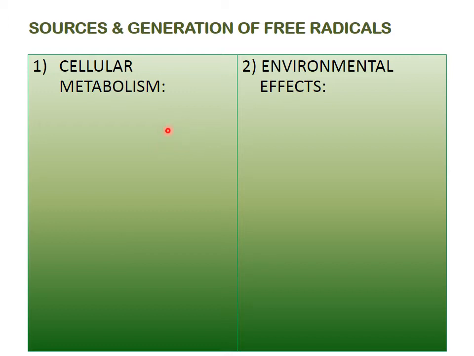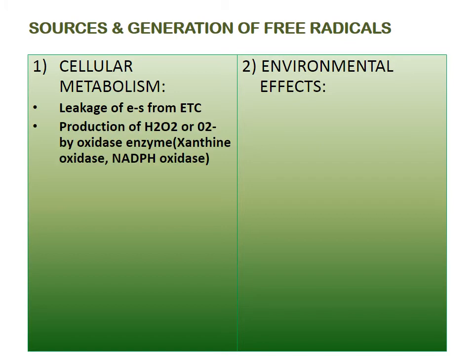Now we see the sources or generation of free radicals, from where these free radicals are produced. These sources are of two types, that is cellular, by cellular metabolism, and by environmental effects. By cellular metabolism, it is from leakage of electrons from the electron transport chain, and production of H2O2 or superoxide, that is O2 minus ion, by oxidase enzymes, that is xanthine oxidase and NADPH oxidase enzyme. They produce H2O2, that is reactive oxygen species.